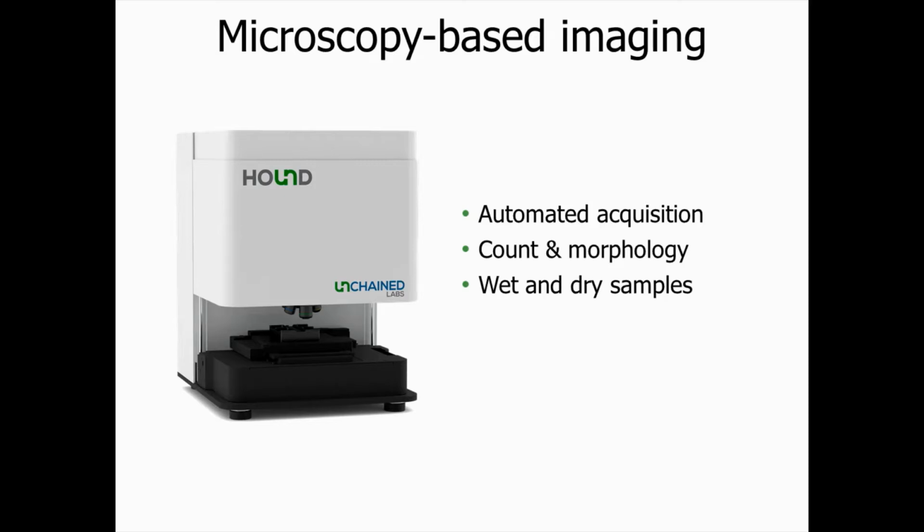Hound is a fully automated microscope that will automatically acquire images and analyze it for you. It does count, shape, and size distribution for a wide variety of sample types, whether the particles are in solution or dry dispersed.